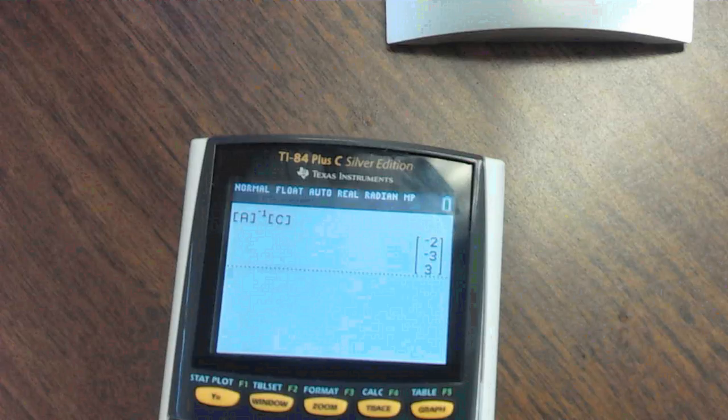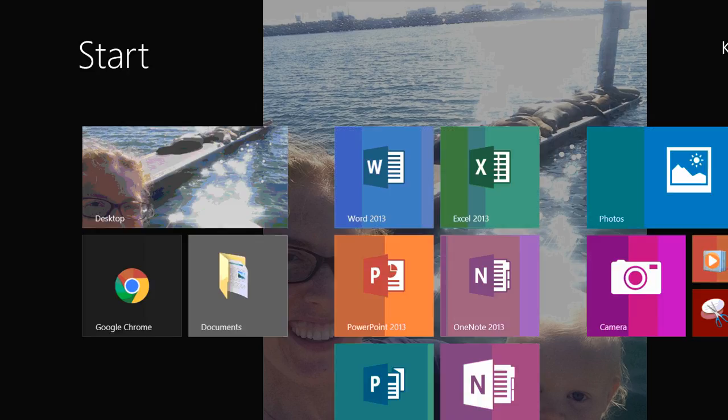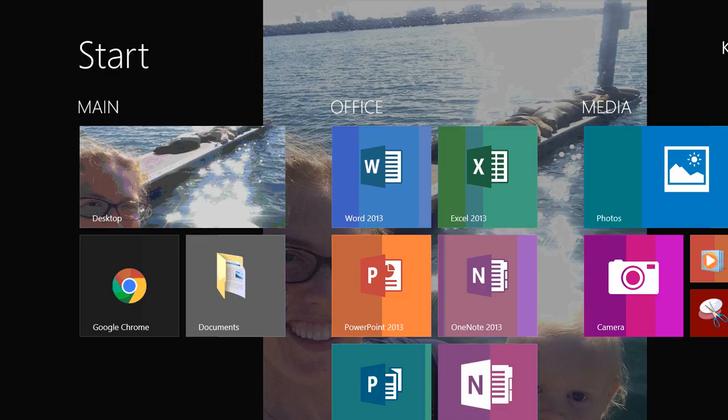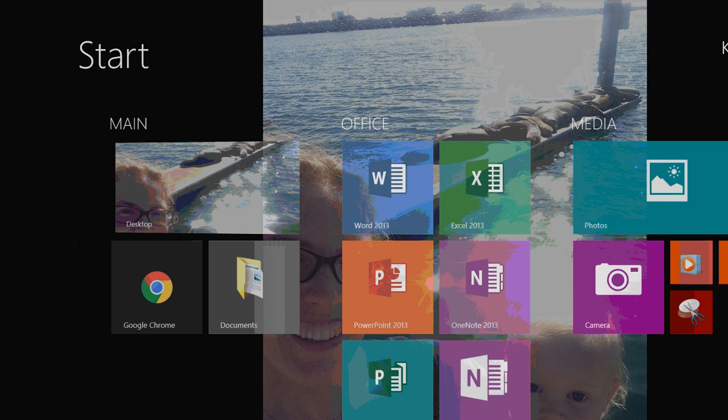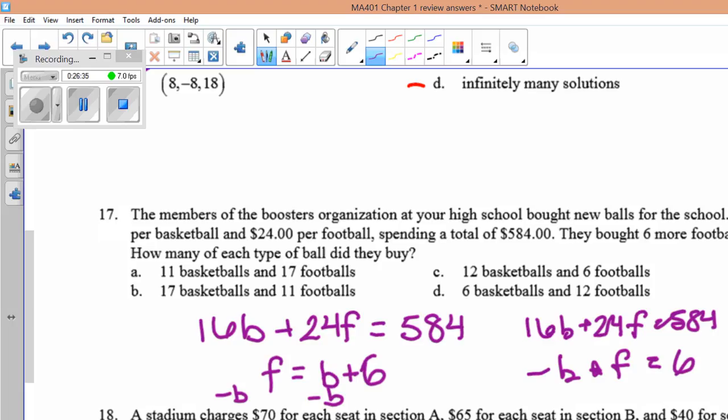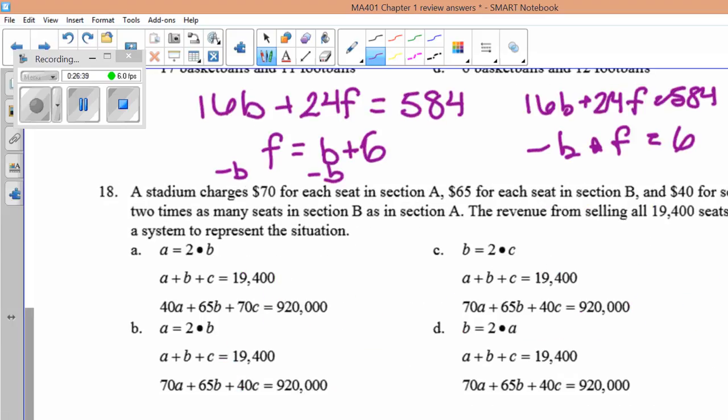And it looks like the camera is frozen yet again. Sorry guys. I can't show you. But what you're going to do is go into your matrix and do that. We'll try it after we try 18.